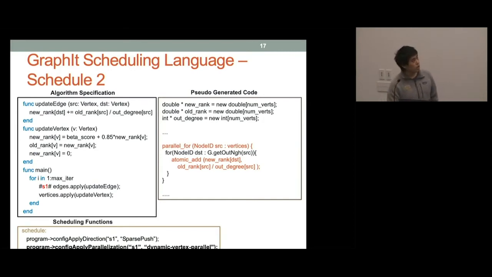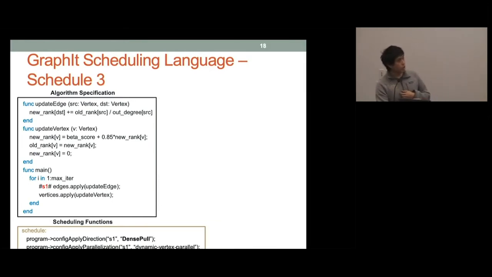And notice here that inside the body we inserted an atomic addition instruction. And this is because now, since we're executing the source vertices in parallel, we could have multiple source vertices trying to update the same neighbor. And in order to guarantee correctness, we need an atomic instruction here. But the programmer didn't have to specify this anywhere. The compiler figured this out and inserted the atomic addition inside the body.